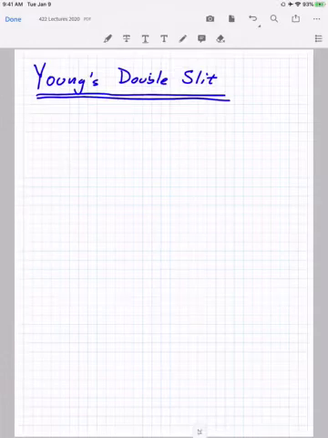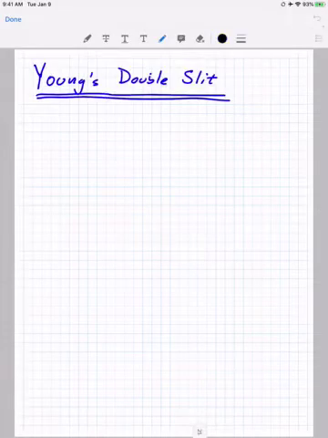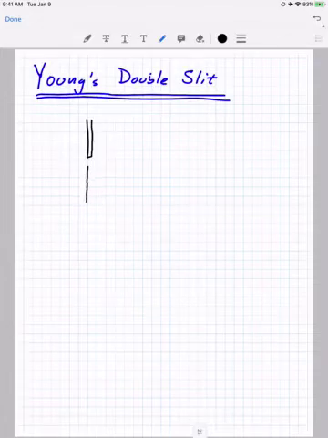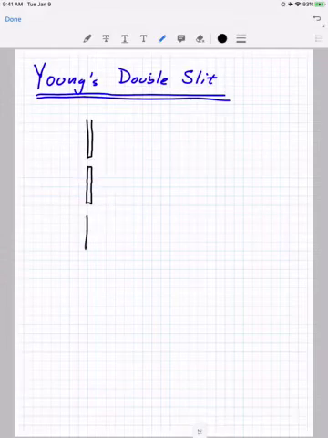So we're going to start this new topic of interference and interferometers by looking at Young's double-slit experiment. And so this is actually a very simple experiment. It was one of the very first experiments ever done that explicitly used or demonstrated interference. And it was done by Thomas Young in 1804.